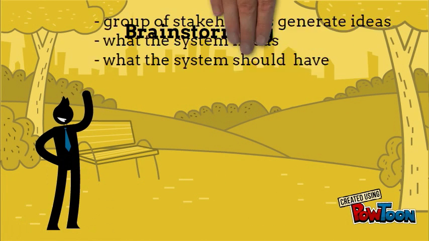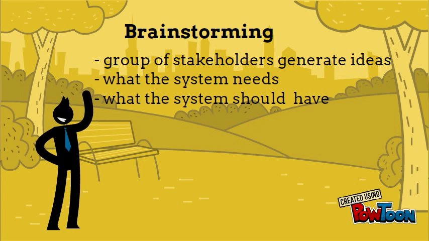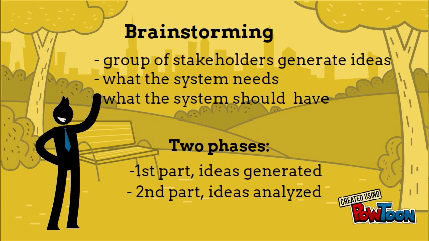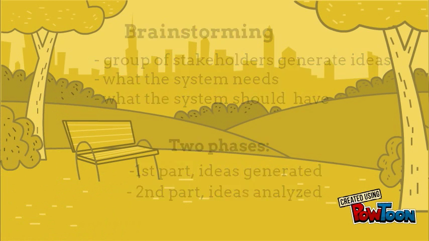Brainstorming is when a group of stakeholders generate ideas of what the system needs and what the system should have. Requirement brainstorming can be done in two parts. In the first part, ideas are generated in vast amounts and no ideas are rejected. In the second part, ideas are analyzed to make the requirements.